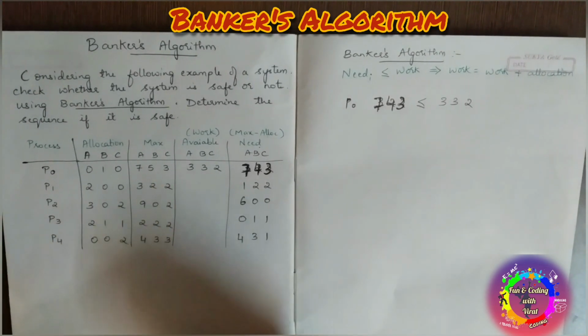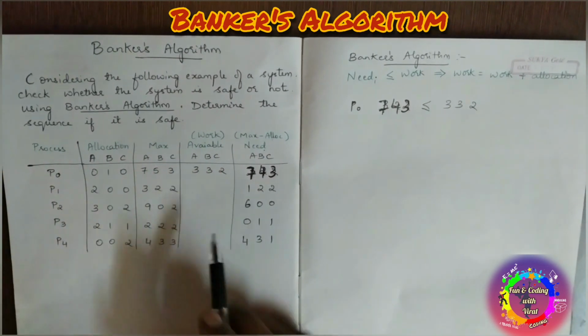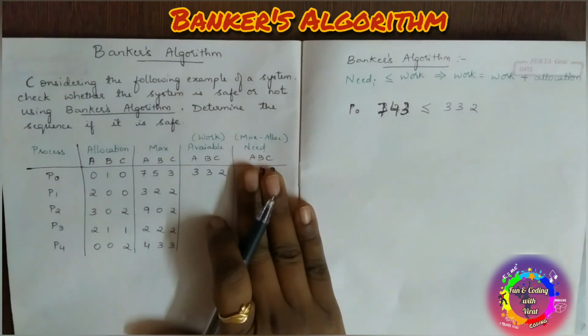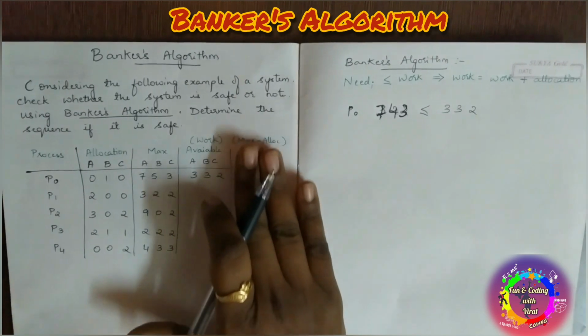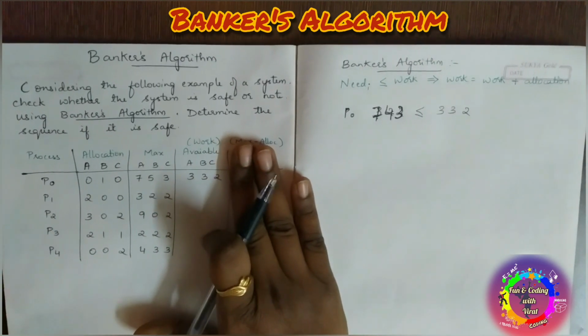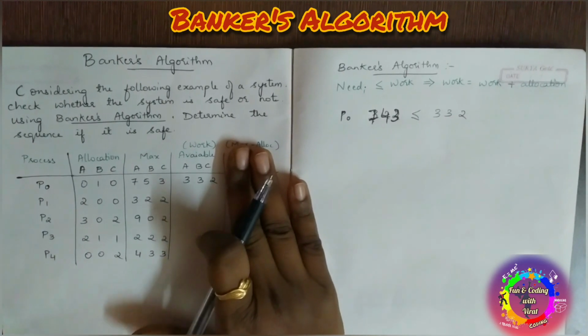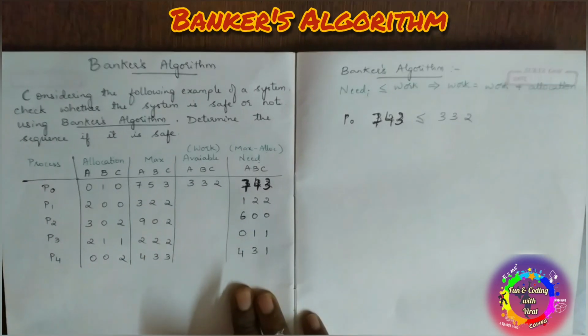Now, initially, this data will be given only till here. Need will not be given to you. You need to calculate the need. This entire column will be empty; only these 3 columns will be given to you. Right? So the need column you have to add and calculate.